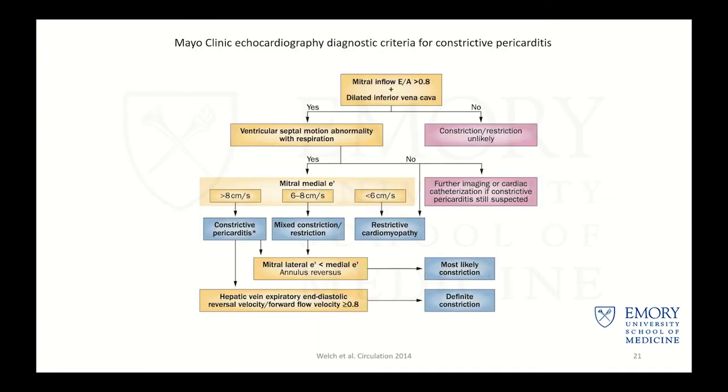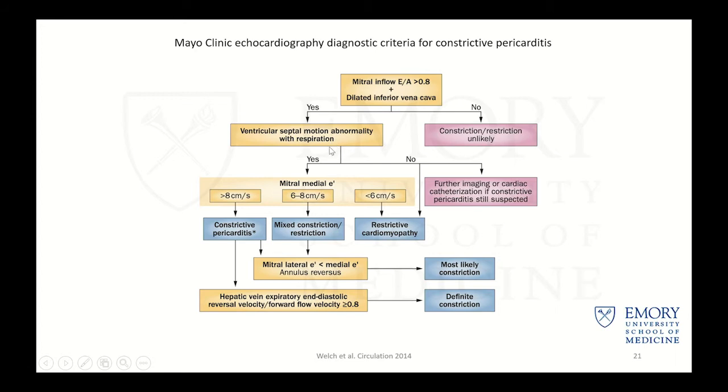This is the algorithm that they proposed. This is the Mayo echo diagnostic criteria for constriction that they use at their hospital. And it's actually quite simple. When you see a restrictive filling pattern, E to A over 0.8 or 1, dilated IVC, you can follow this side of the algorithm into further diagnosing the constriction.